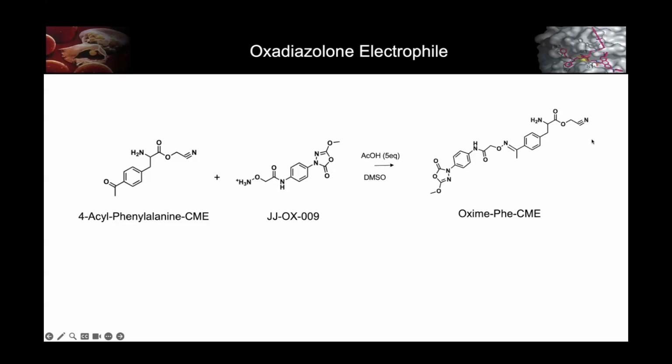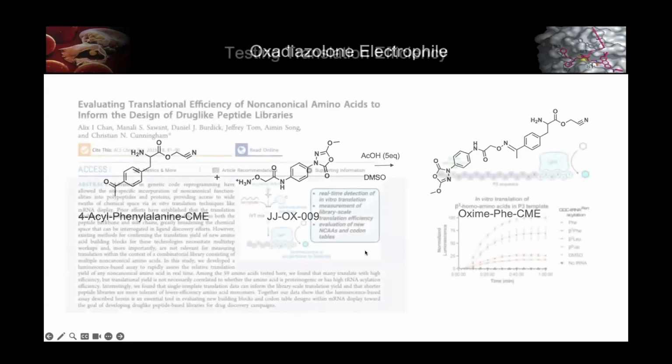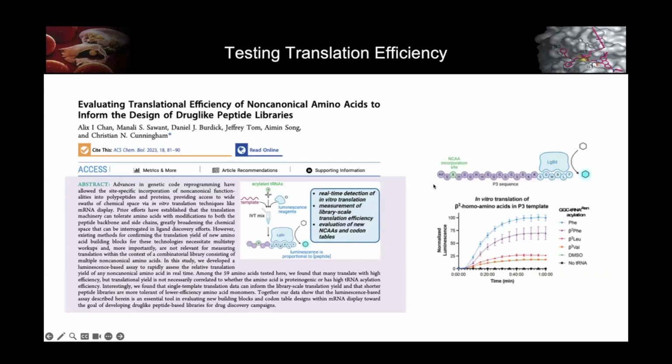And when I showed this to people at Genentech, they said, I don't know if the ribosome is going to take that as an amino acid. It's huge. But amazingly, it did work. The way you test this is you make an RNA that will express a peptide containing your amino acid that you want to test how well it's incorporated by the ribosome.